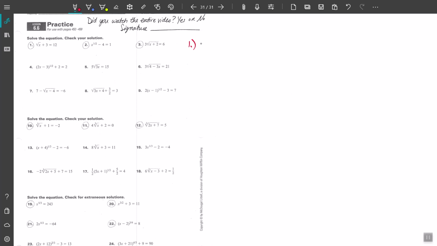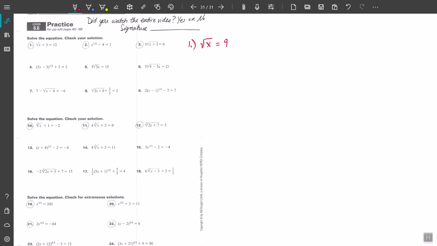All right, so in number one, we know the first thing we have to do when we have a radical, just like a set of parentheses that has an x in it, we need to isolate that radical. So we're going to do that by subtracting 3 from both sides. And we'll get the square root of x equals 9.